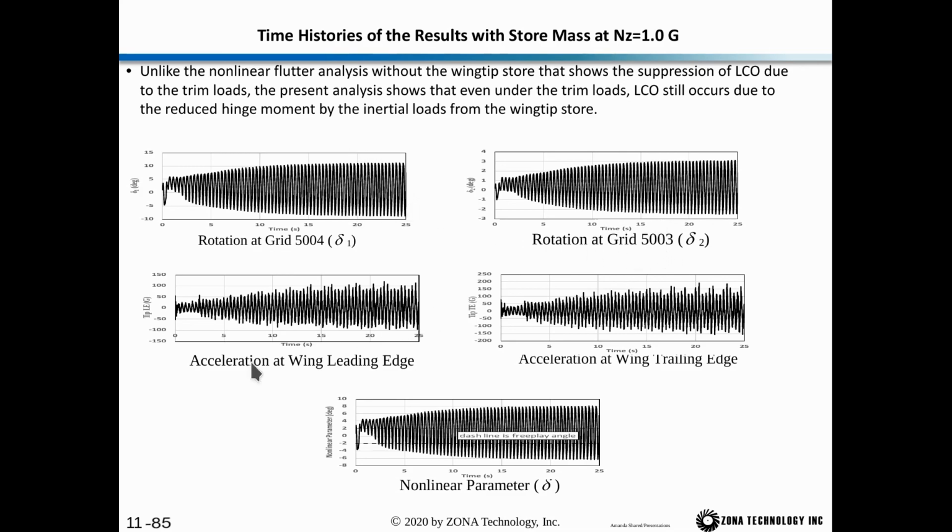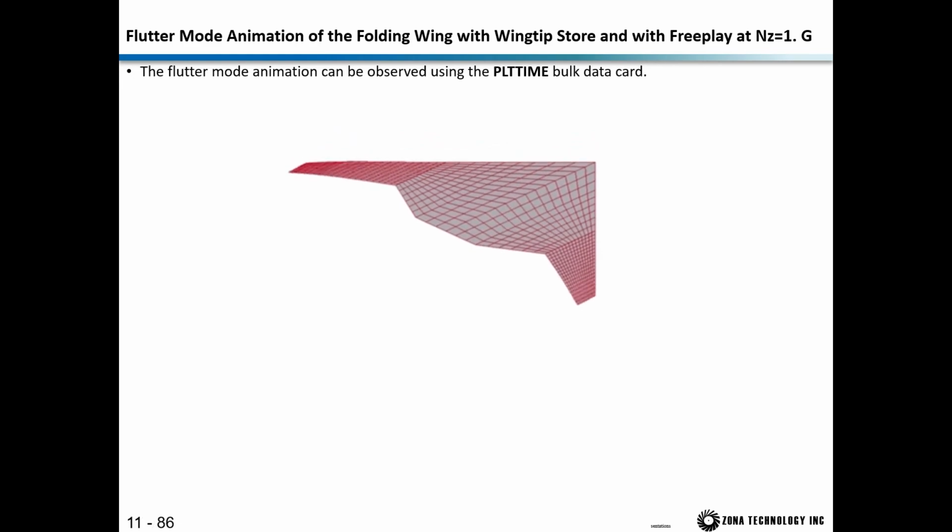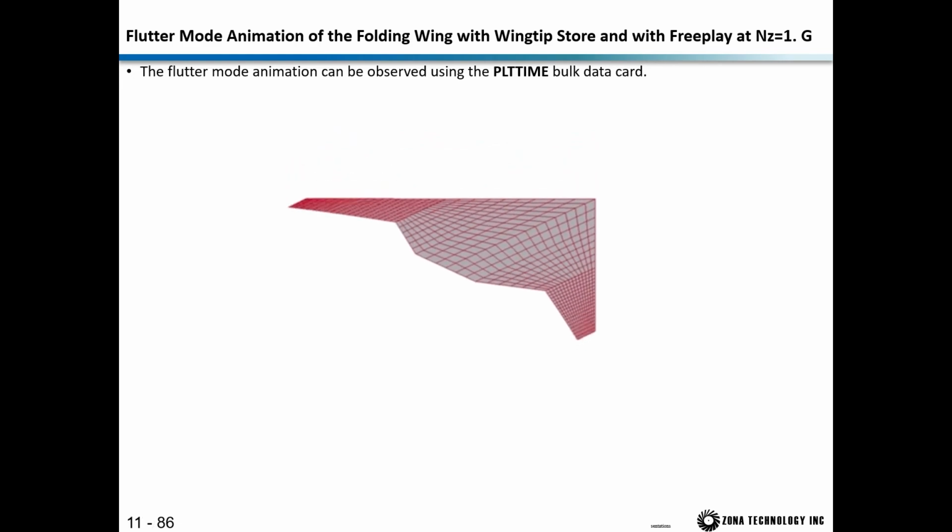This is our delta 2. This is the acceleration at the wing leading edge and acceleration at the wing trailing edge, and then finally our nonlinear parameter delta. So after the gust, you can see that the hinge moment is small enough that it's not enough to suppress the LCO. So after the gust hits, the system is excited, and because of the free play, it then develops into LCO. And once again, if we look at the animation, you can see that the gust hits the aircraft to excite the system, and then LCO develops.